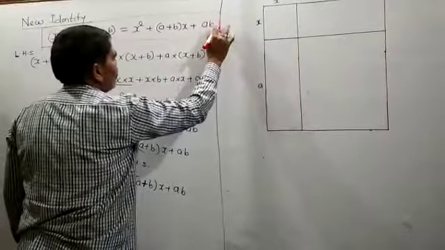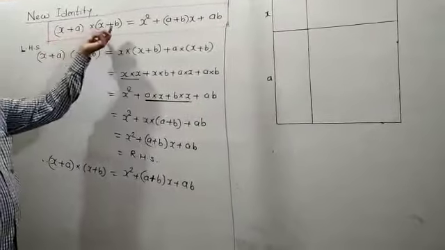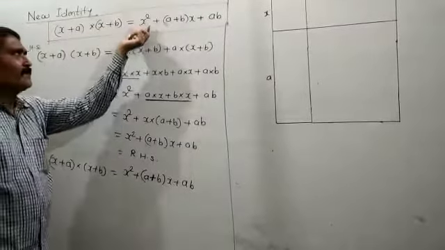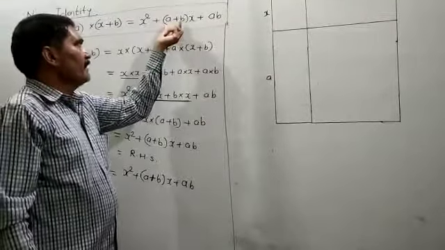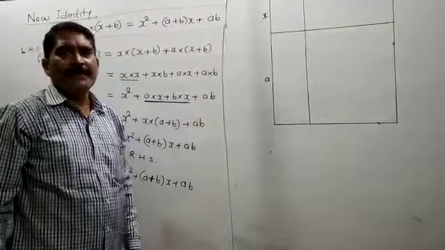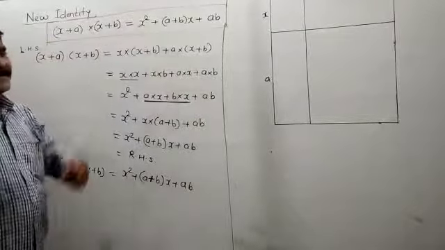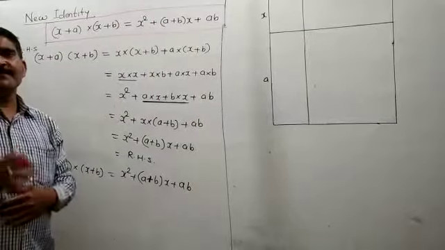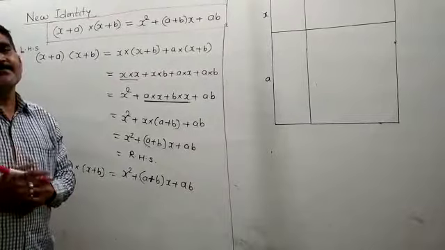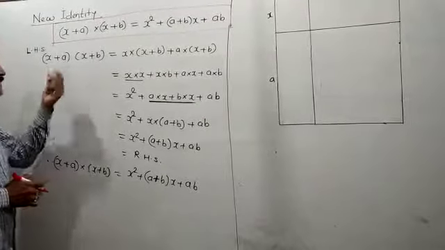Again I will repeat: (x + a) multiplied by (x + b) is equal to x square plus (a + b) bracket multiplied by x plus ab. ab means a multiplied by b. Then how this identity will come, that question you have to ask me. If you ask that type of question, at that time I will solve it like this.